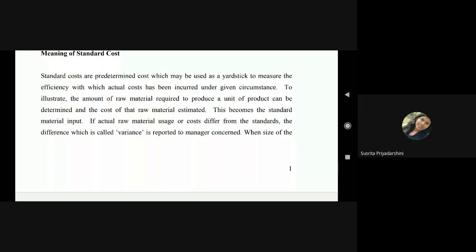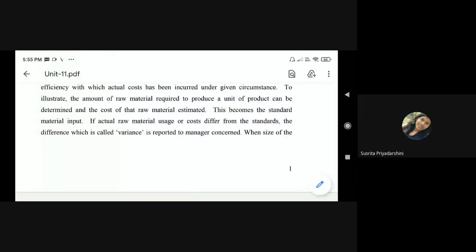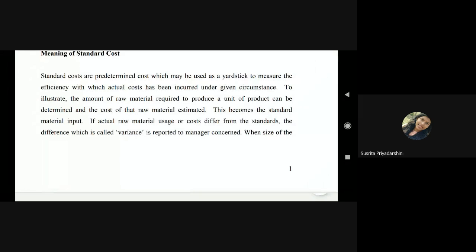Predetermined means in advance you anticipate how much our cost will be, but it is not the actual one. When will you find the actual one? After incurring such expenses or costs, you will find out the actual one. When setting this standard, I told you that depending upon previous or historical figures, we have to set a standard. So it is a predetermined cost, be it in the form of material, labor, or overhead. So we have to first set a standard.